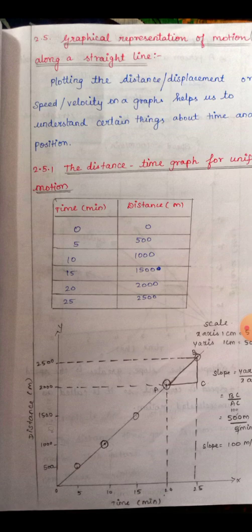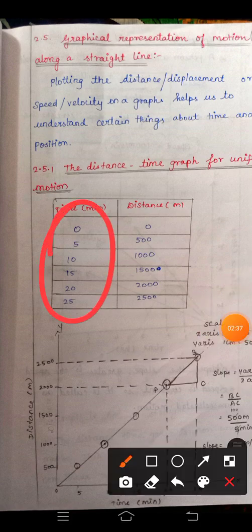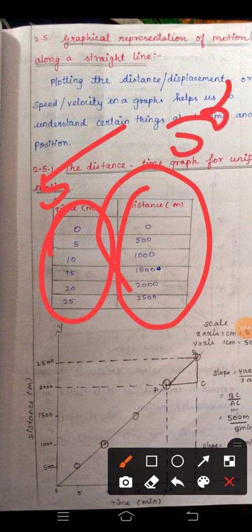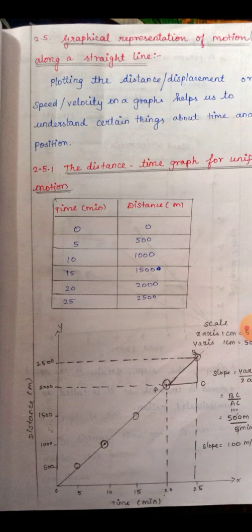In this graph, we notice that the person covers equal distance in equal intervals of time. Because time is differing by 5 minutes, here it is 500 meters. So a person covers equal distance in equal intervals of time. We can therefore conclude that he walked at a constant speed. Next, speed is equal to distance travelled divided by time taken.